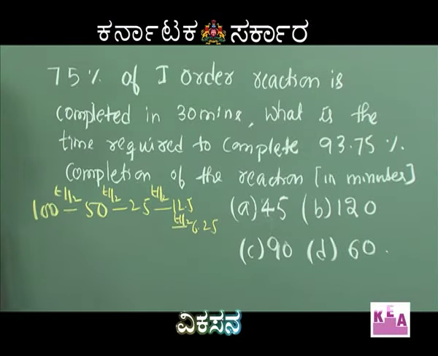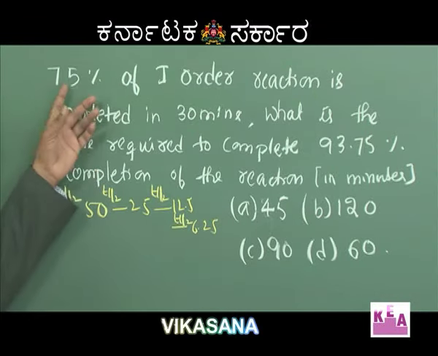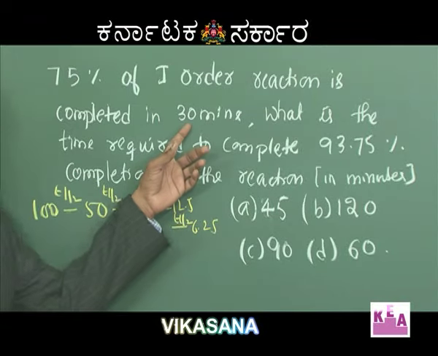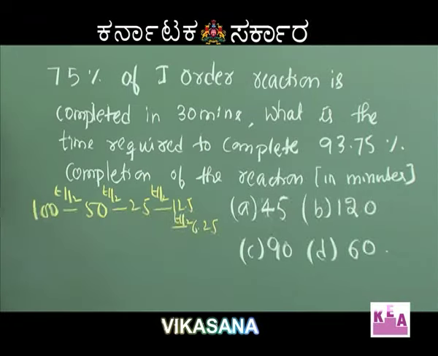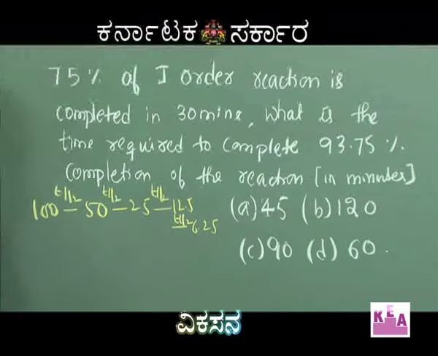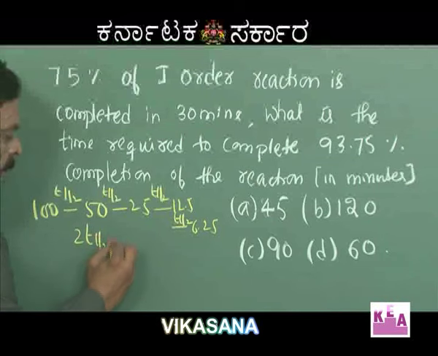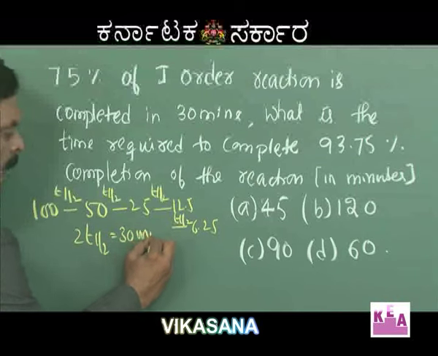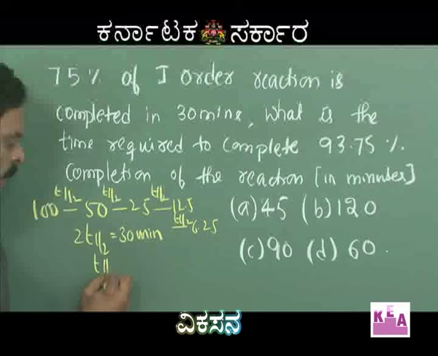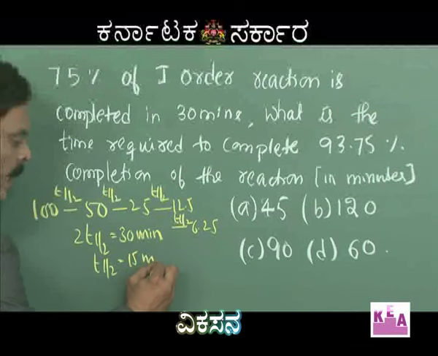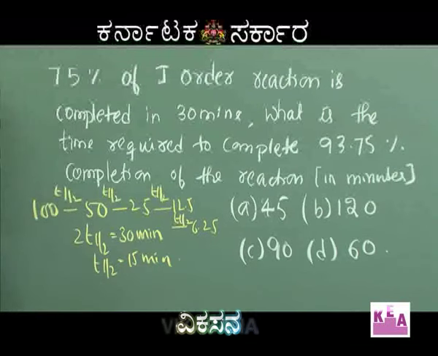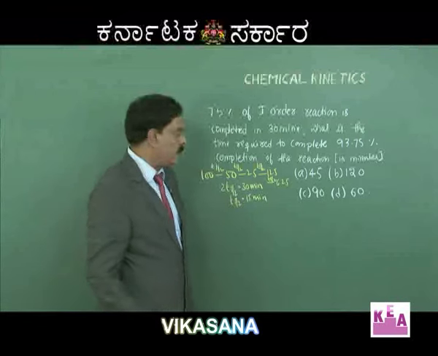What you have to note here is that the time taken for 75% completion, which means 25% remains, is 2 t half. That is, twice the half-life period is equal to 30 minutes, and therefore one half-life period will be equal to 15 minutes. But what are we to find out in the question?